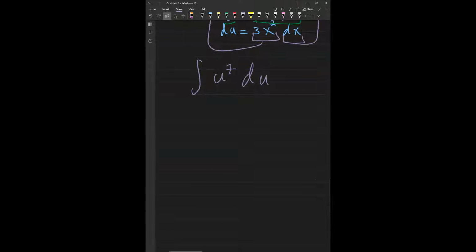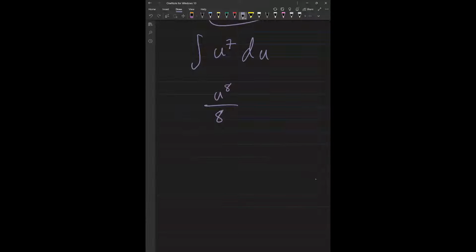Okay, we're going to use the power rule to integrate. What is the power rule? Add, divide. Okay, add. 7 plus 1 is 8. Divide over 8. So it becomes u to the 8th over 8, just plus c. So you might ask, what happened to the du? Well, when the integral symbol goes away, so does the du.